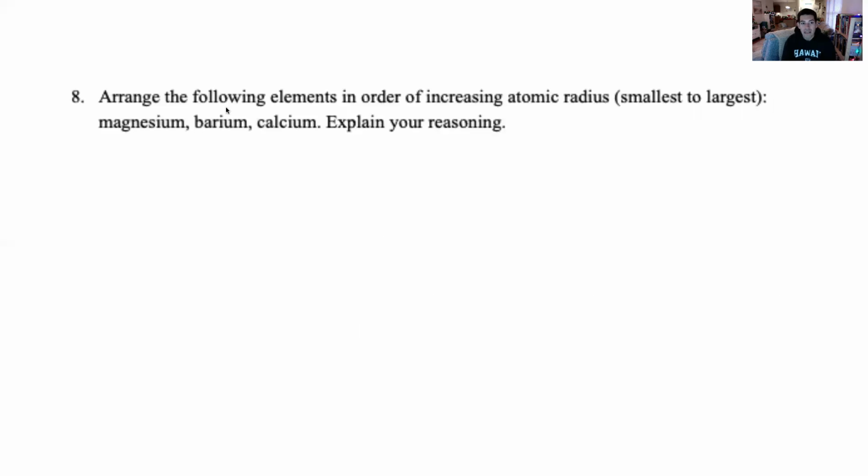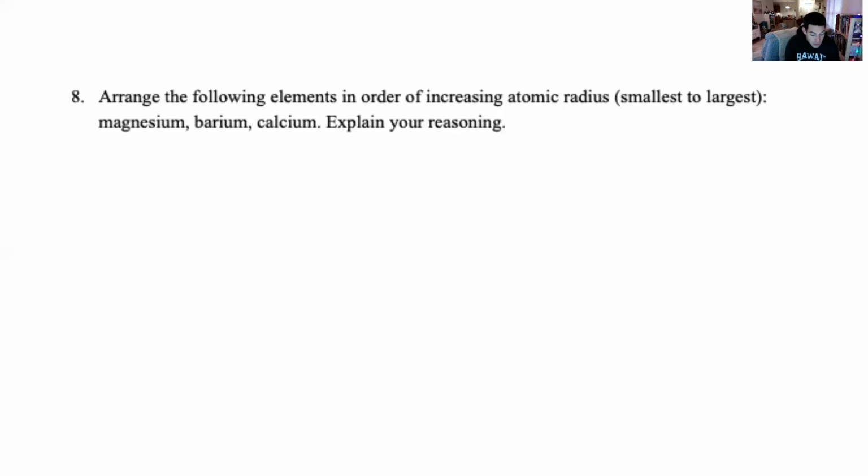Okay, arrange the following elements in order of increasing atomic radius. So from smallest to largest, we have magnesium, barium, and calcium. Explain your reasoning. Well, magnesium, barium, and calcium are all in group 2, right? The alkaline earth metal family. So the smallest element is going to be the element near the top of the group. It has fewer energy levels.